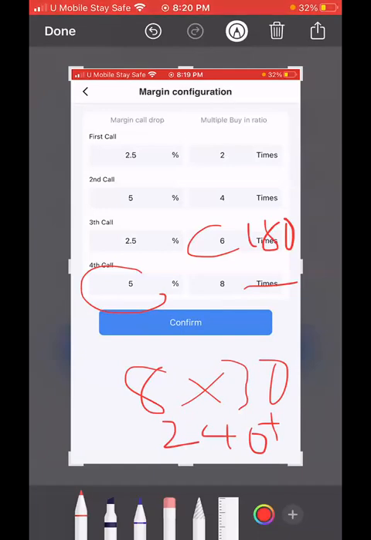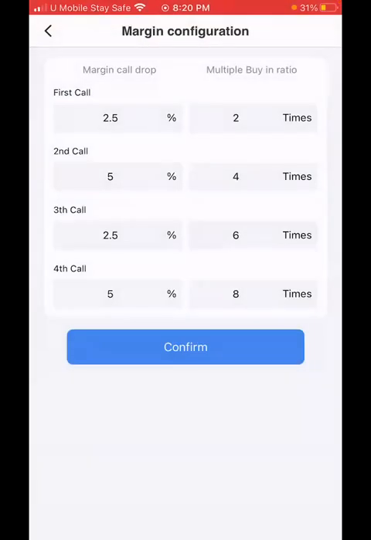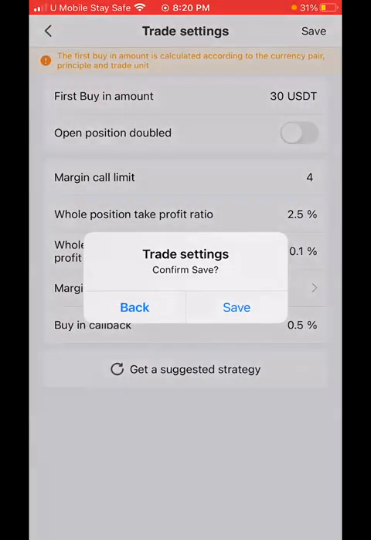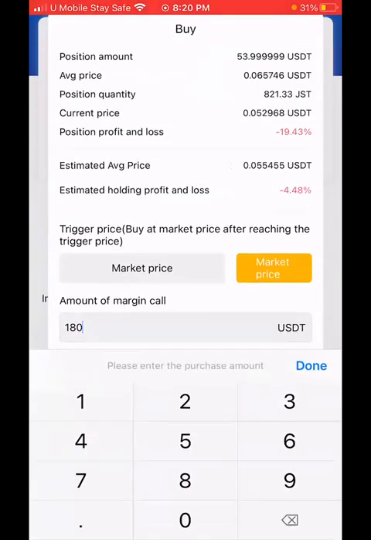Then I'm going to add this 240 plus 180. Remember, 180 is the one on the third call. Okay, we are assuming that this robot has made the fourth call. If you add it together, it will become 420. Okay, let's go and replenish with 420. Let's assume we are trading normally. Now let's put 420 here and see what happened.